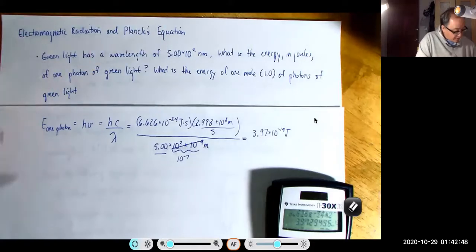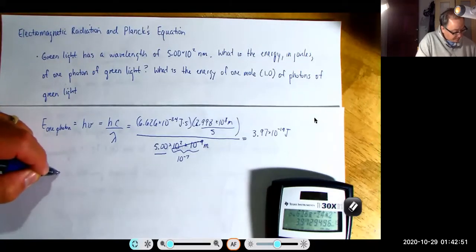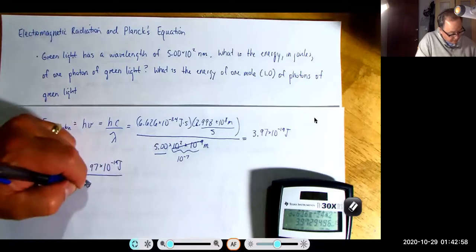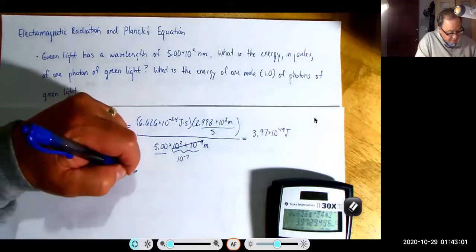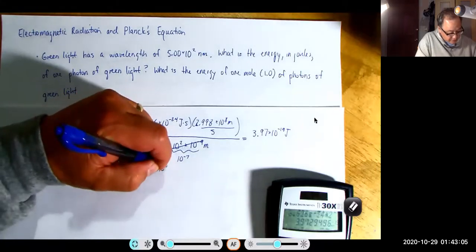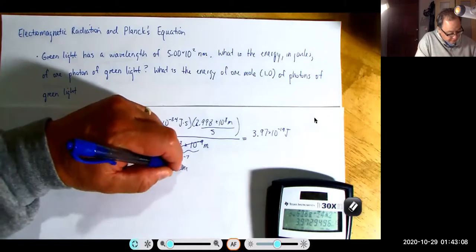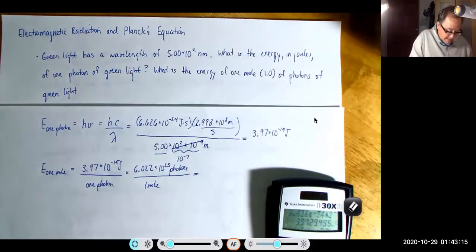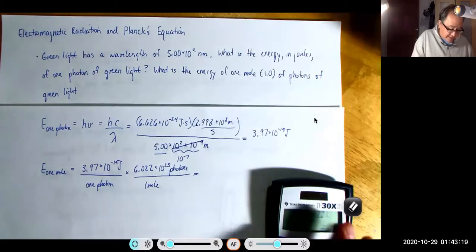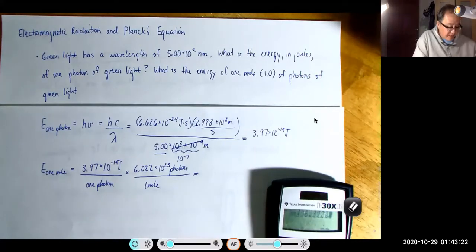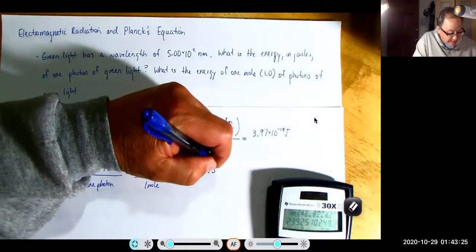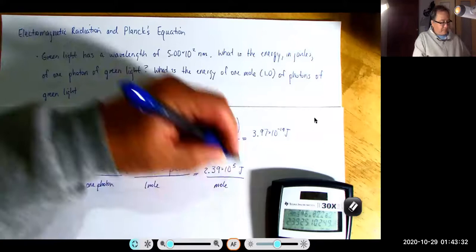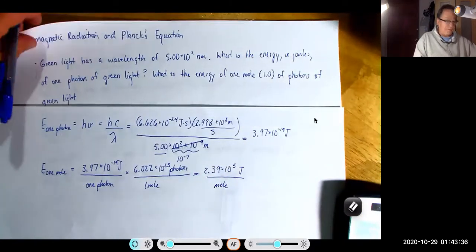So what is the energy of 1 mole of photons? The energy of 1 mole is going to be this 3.97 times 10 to the minus 19 joules per 1 photon times 6.022 times 10 to the 23rd photons per 1 mole. So I take this number and multiply by 6.022 EE 23. And we get 2.39 times 10 to the 5th joules per 1 mole. Okay, so that's that problem.